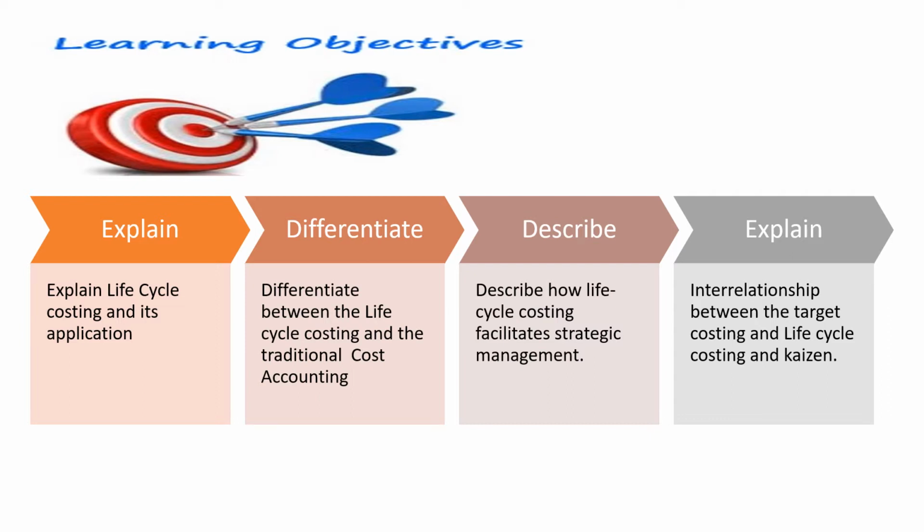So we would be first looking at what exactly is life cycle costing and how cost is calculated based upon life cycle costing, and we're going to also differentiate it from the way cost is being calculated under traditional cost accounting. We would also look at how life cycle costing can be a very effective tool in setting prices, particularly in strategic prices. And lastly, we're going to look at the interrelationship between target costing, which we did in the last session. And we are trying to build a relationship between target costing, life cycle costing, and kaizen, which are all three wonderful tools of cost management.